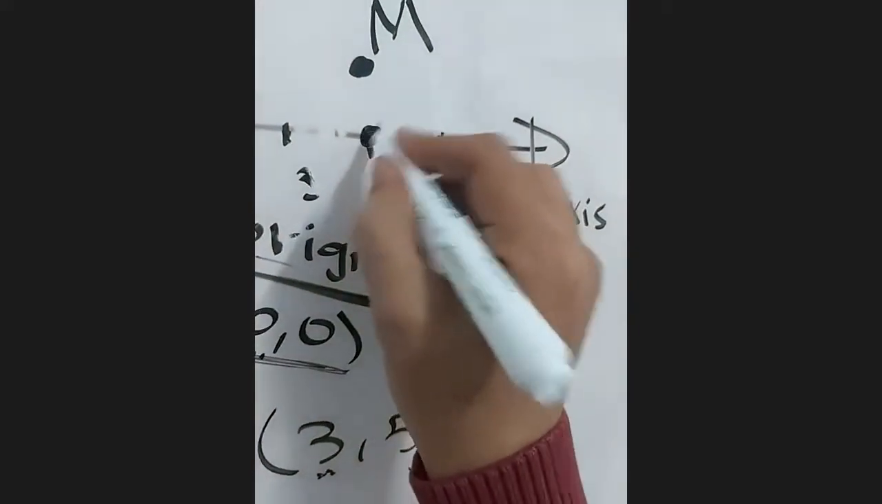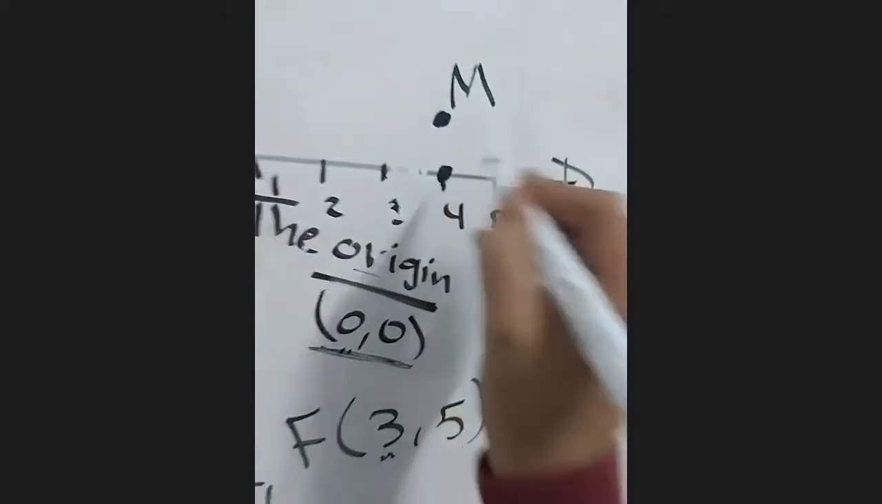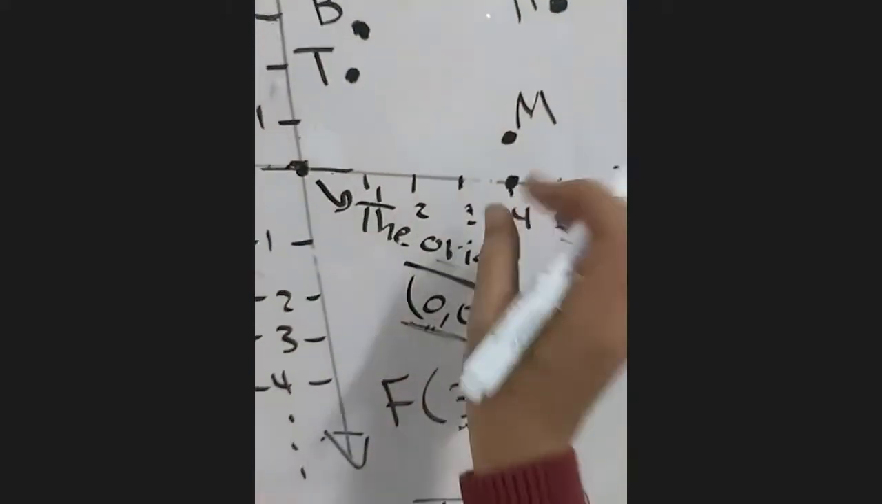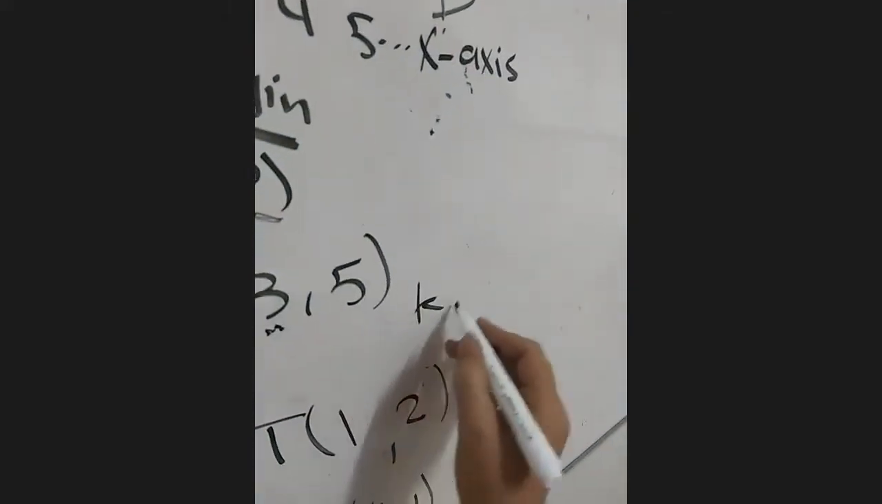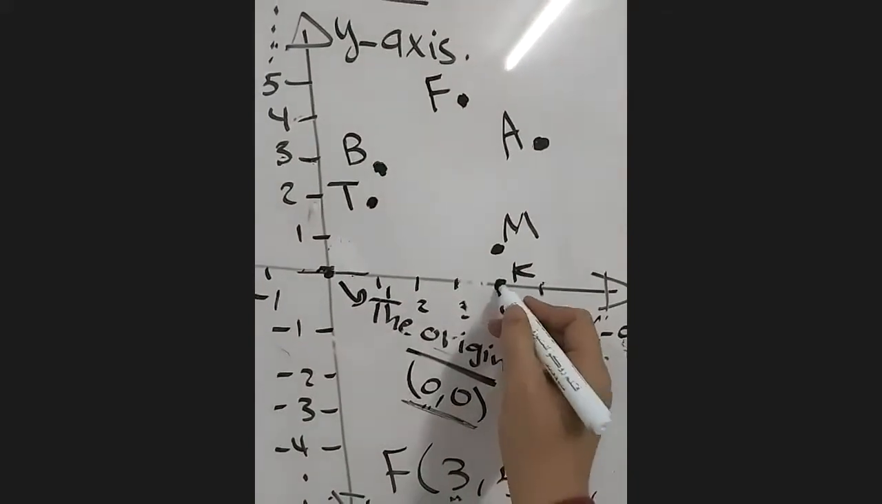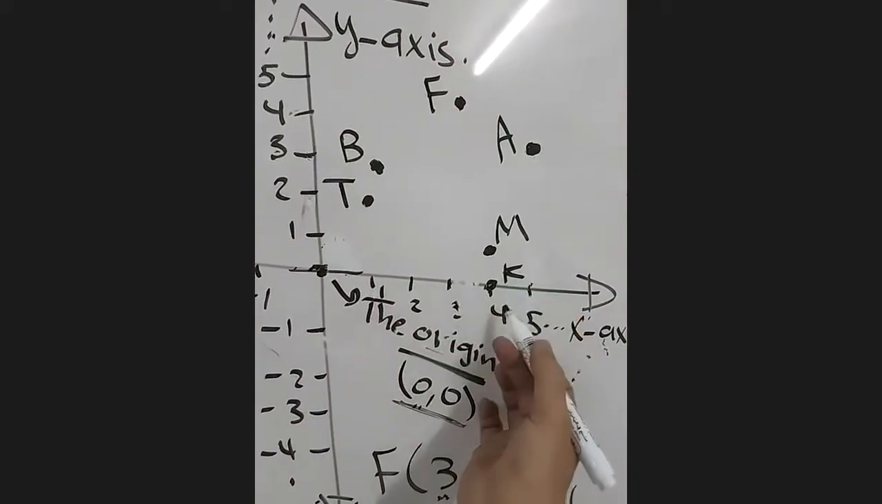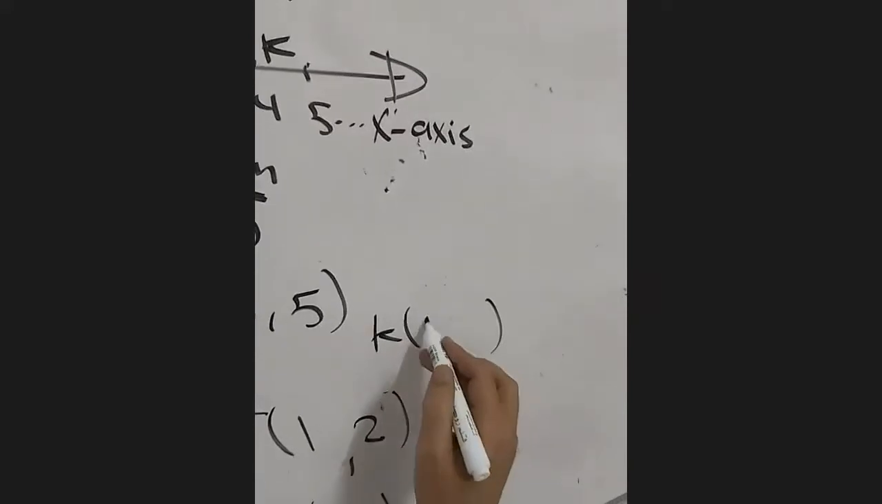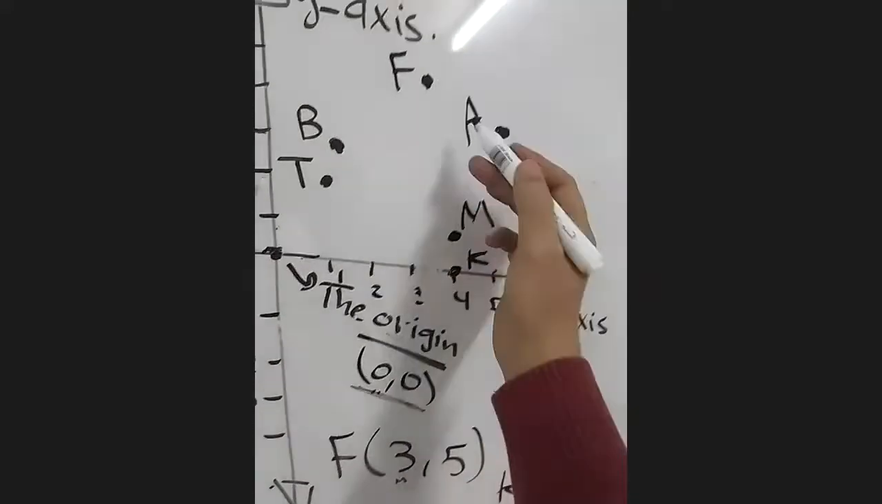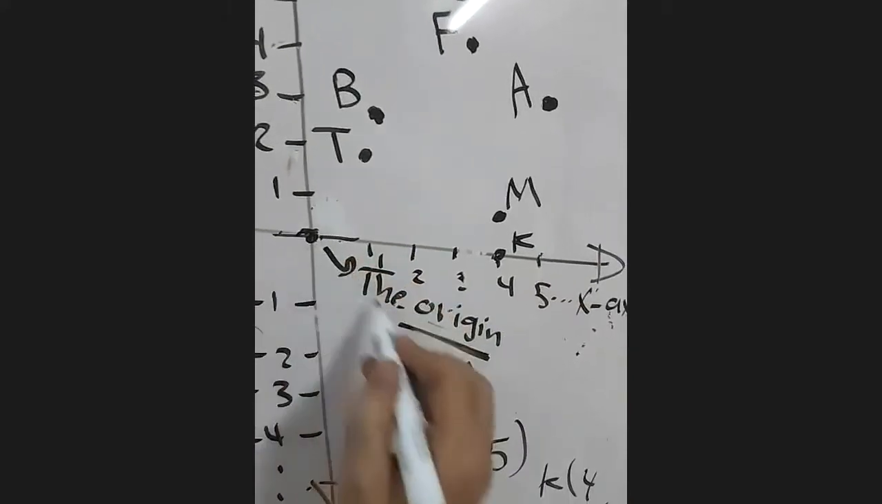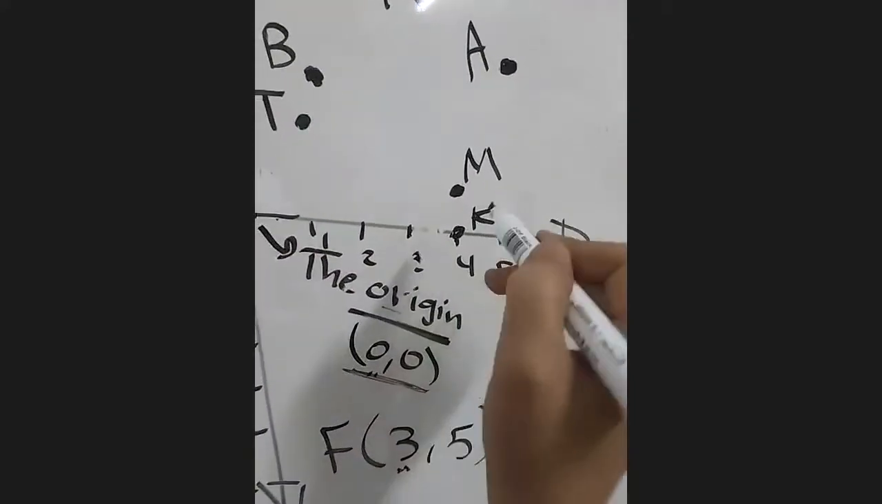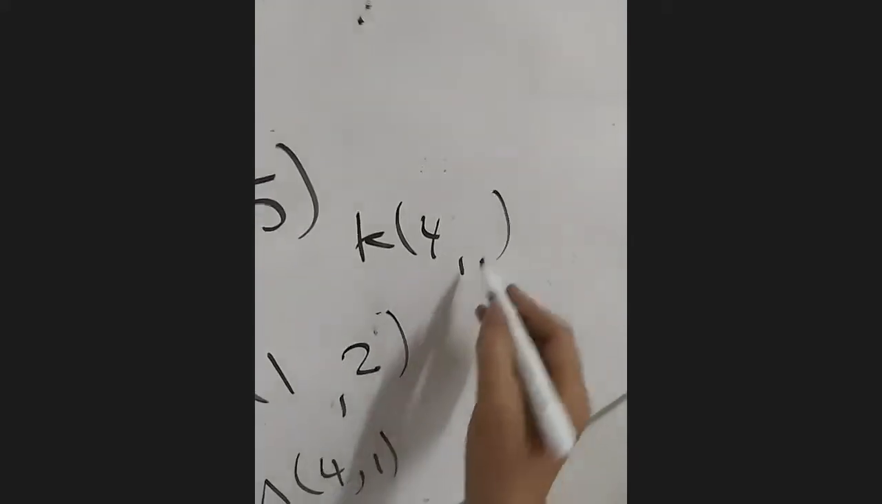If I want the point here, on the line, I will call it K, for example. What's K? The X for K is 4. And K is not up or down. So the Y of K is what? 0, because it's on the line. So the Y of K is 0.